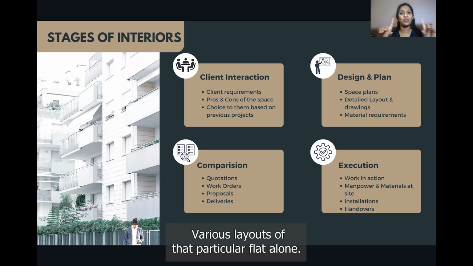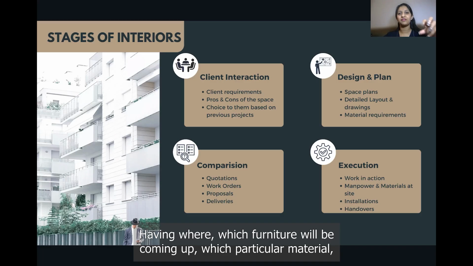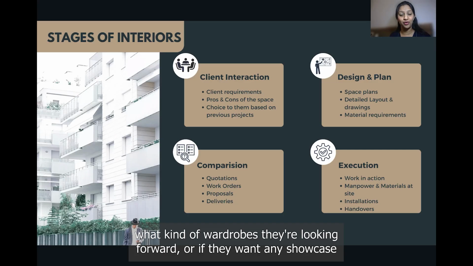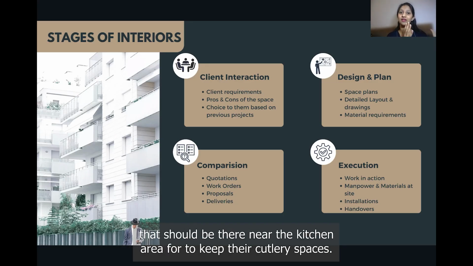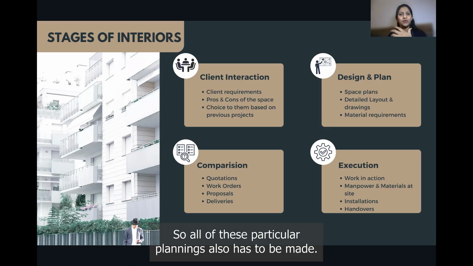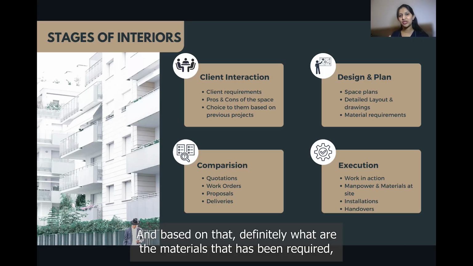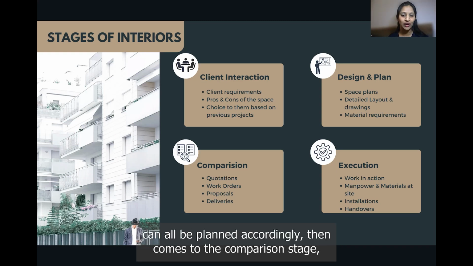Various layouts of that particular flat alone, showing where which furniture will be coming up, which particular material, what kind of wardrobes they are looking for, or if they want any showcase near the kitchen area to keep their cutlery. So all of these plannings also have to be made. This requires detailed layout planning, and based on that, the materials required can all be planned accordingly.